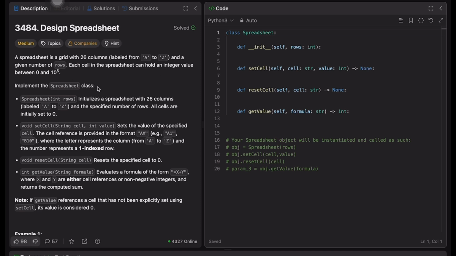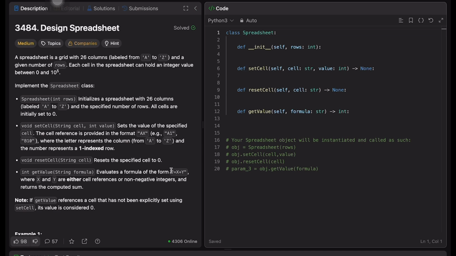We have to implement a spreadsheet class, initializing a spreadsheet with 26 columns labeled A to Z and a specified number of rows. All cells are initially set to 0. For setCell, whenever they pass a cell like A1, B1, A2, or B2, its value will be updated to the corresponding value they give. ResetCell is nothing but resetting the corresponding cell value to 0.